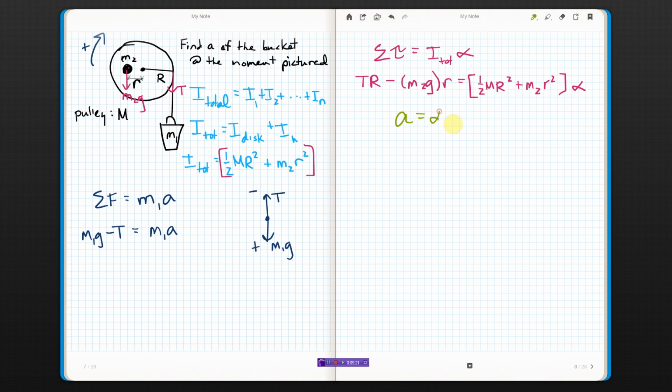Here's my third equation. Let's see, the point of contact is right here between the linear and the rotational, so this is going to be a capital R.